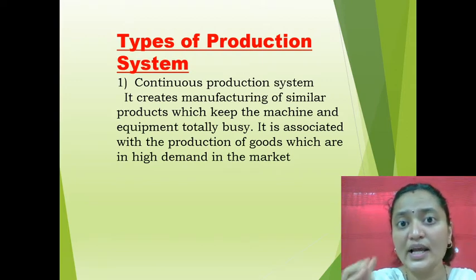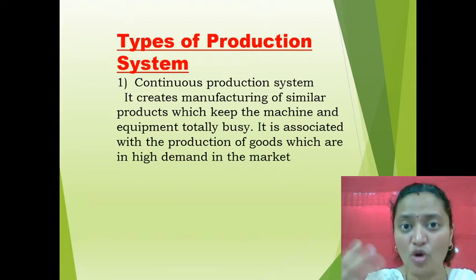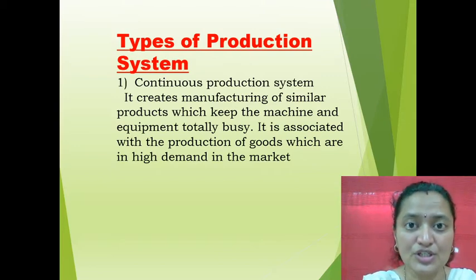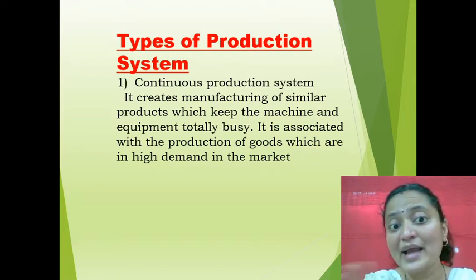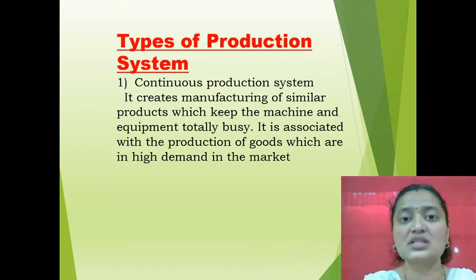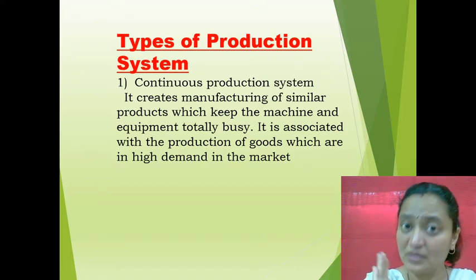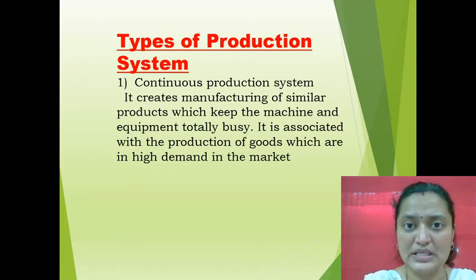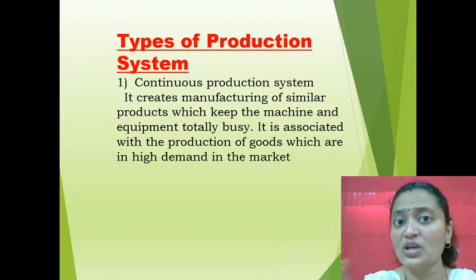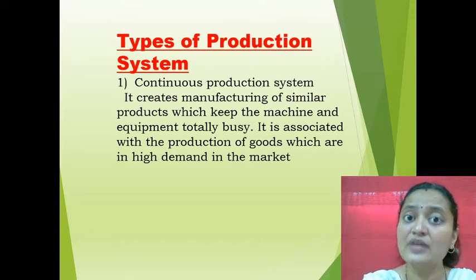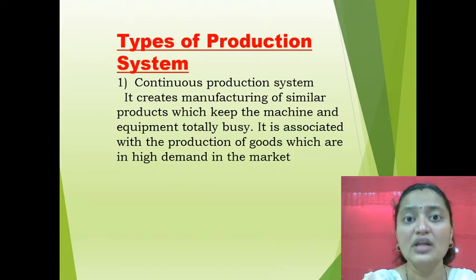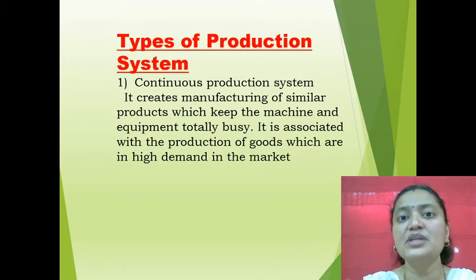So there is no kind of break or stoppage in the working of that particular machine. That is called a continuous production system, where it will manufacture similar products, meaning the same kind of products, and it keeps the machine and equipment totally busy. It need not be only the machine, but even the equipment or the small tools which are used will be running continuously.